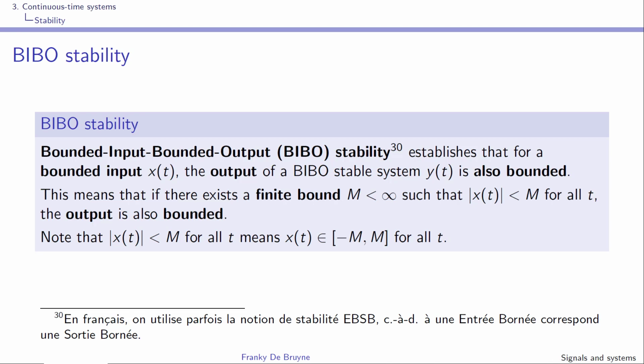So BIBO stability establishes that for a bounded input x of t, the output of the system is also bounded. And then of course you have to explain what we mean by a bounded signal. So for instance, a signal x of t is bounded if its absolute value is smaller than a given constant m for all t. This means that the signal x of t lives between the bounds -m and m for all t.